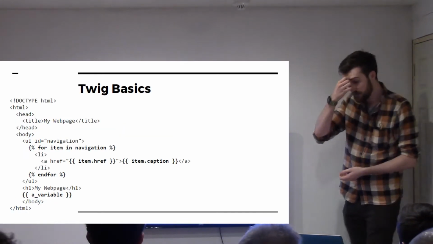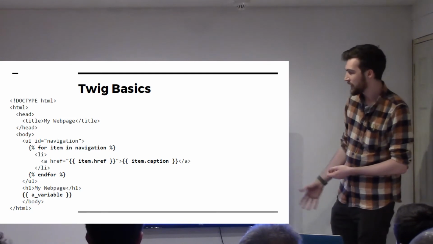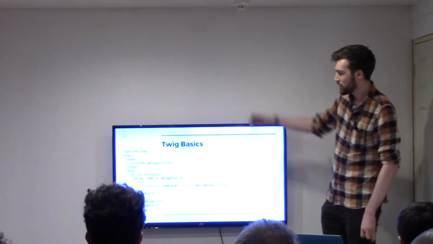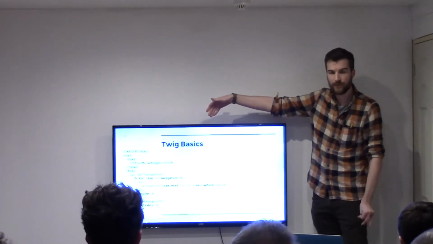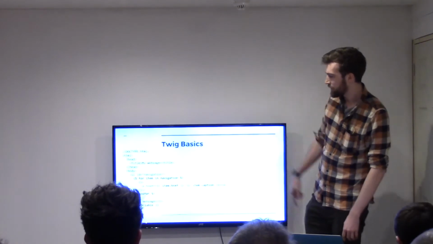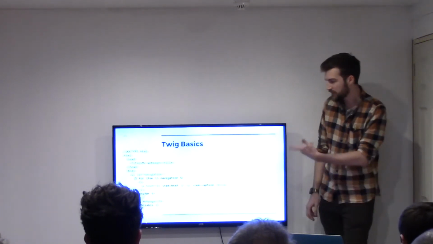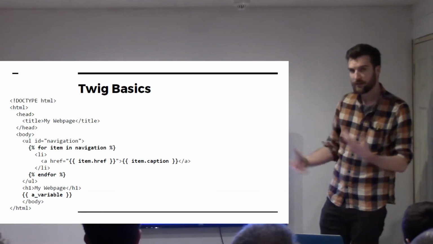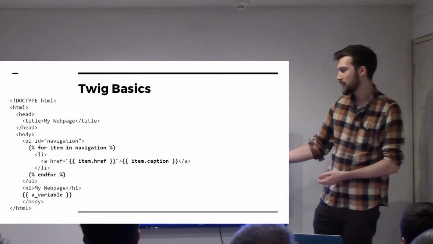So here's the gist of it, really. This is a basic web page. This is our Twig file. We've been given the navigation, so in our PHP controller we've generated a navigation variable. You just go for item in navigation, loop through it, and inside that you've got an href and a caption maybe, and that will generate all these things for you and create your navigation straight away.